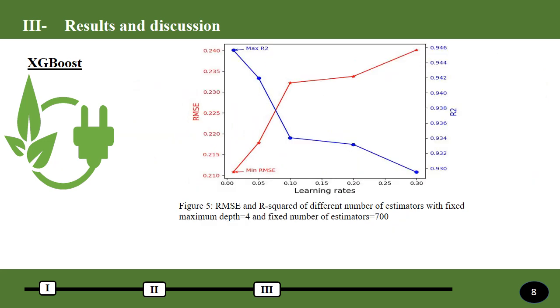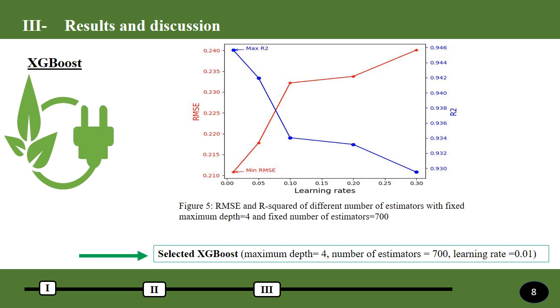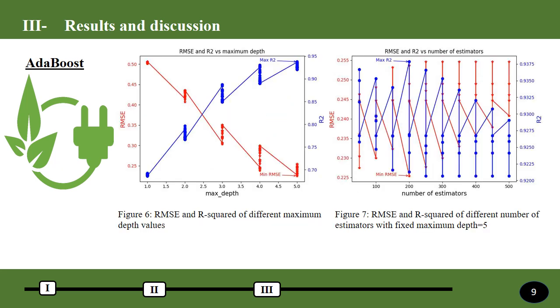After we fix the previous parameters, for the maximum depth, we fixed this number at 4 and we fixed the number of estimators at 700. This figure also illustrates the appropriate learning rate, which is 0.01. So the selected XGBoost model is the model with maximum depth equal to 4, number of estimators equal to 700, and learning rate equal to 0.01. Moving now to the AdaBoost.